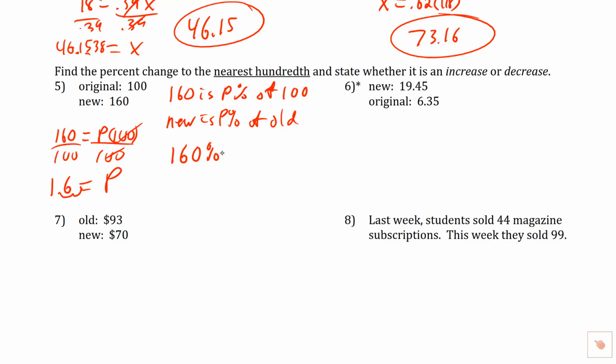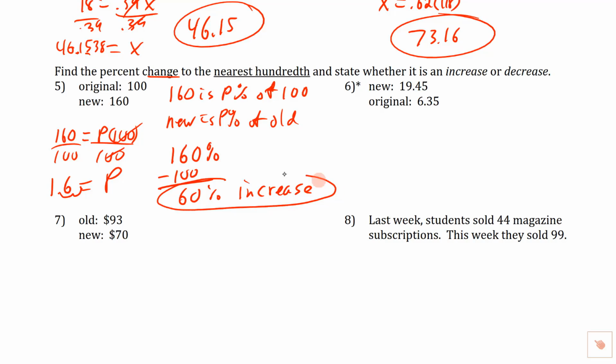So this is going to be 160%. And remember, this is not the answer, because what we're trying to find is the percent change, and we're always comparing it to the original. So I'm going to subtract off 100, and I end up with 60%. Because this is positive, we know that this is an increase. So this is a 60% increase.